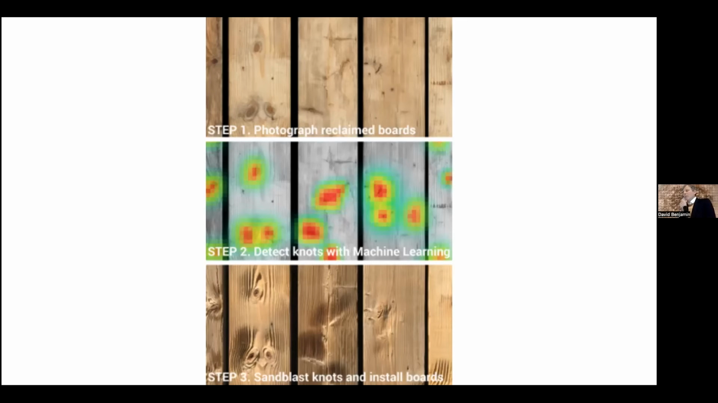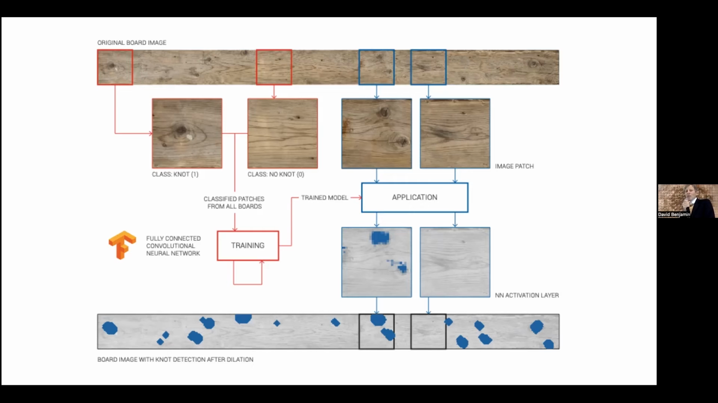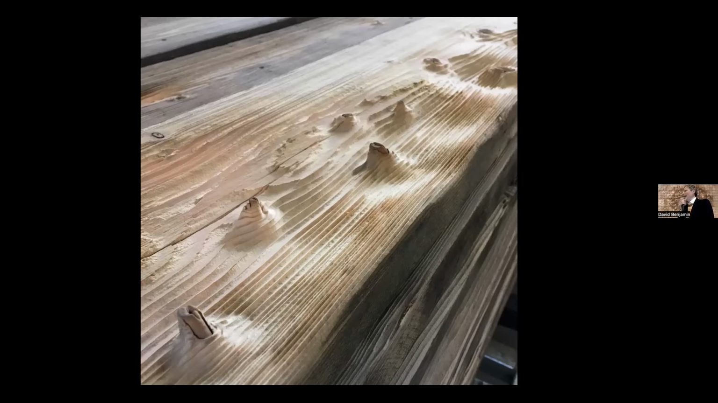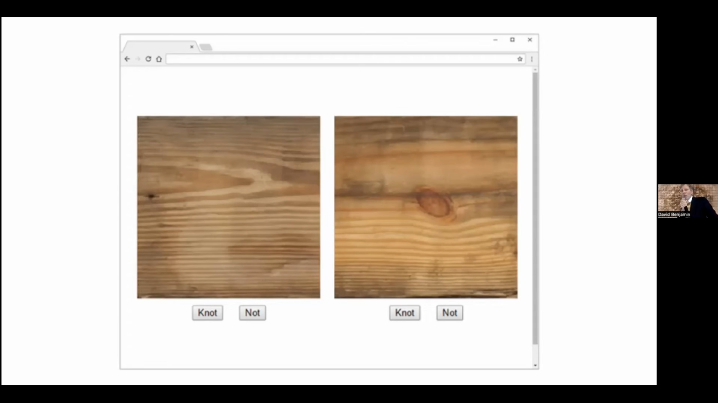I won't go into this in detail, but we used some computational techniques here to analyze the unique properties of each board. We took pictures of the boards and we decided how we were going to use each board based on an analysis of each board's unique properties. So the way this worked, in summary, was we created a bunch of photographs of boards, asked humans to look at a small set of these photographs and classify each photo. You looked at a photo and you either clicked the button knot with a K-N or not with an N. You're just saying, does this photo have a knot or not?